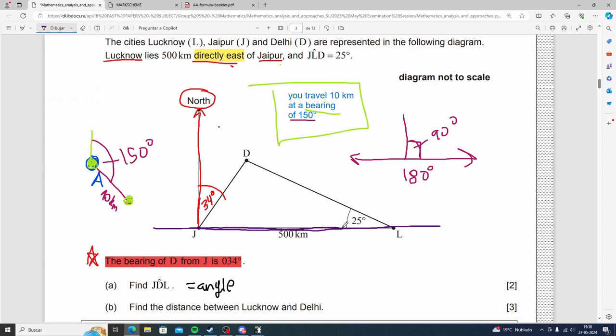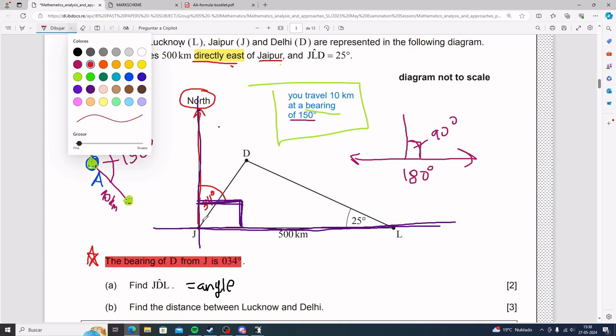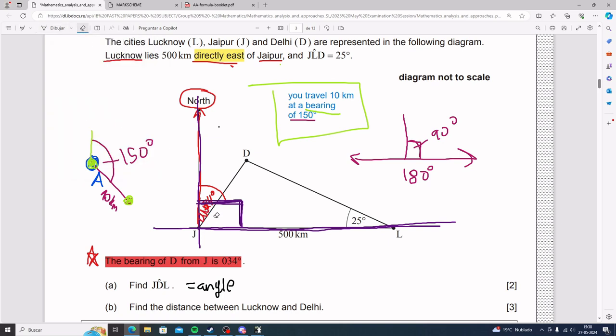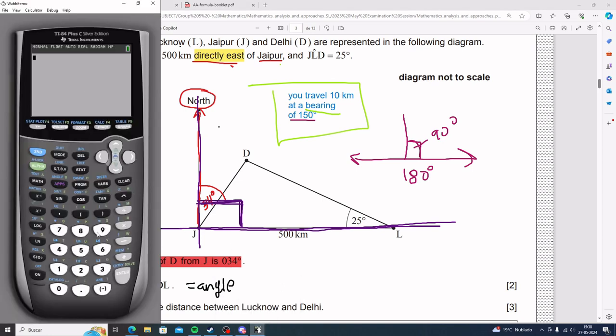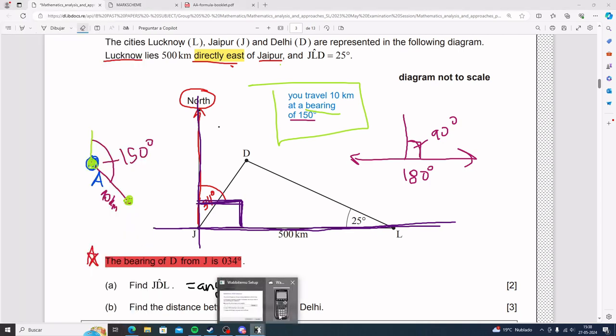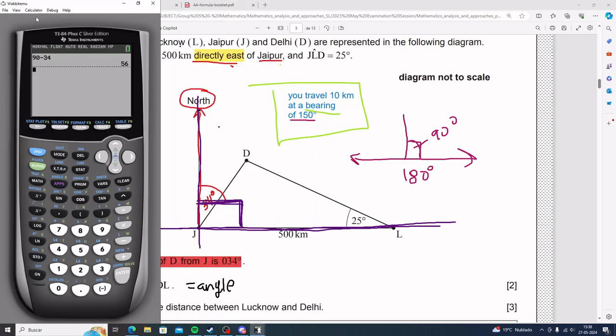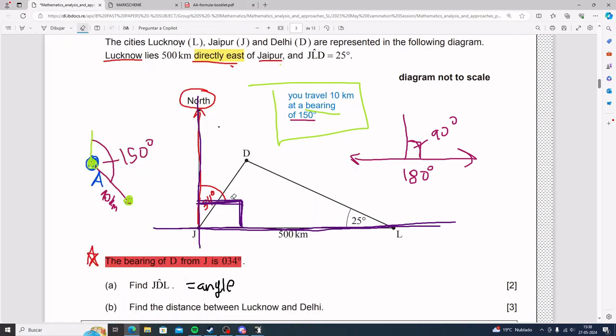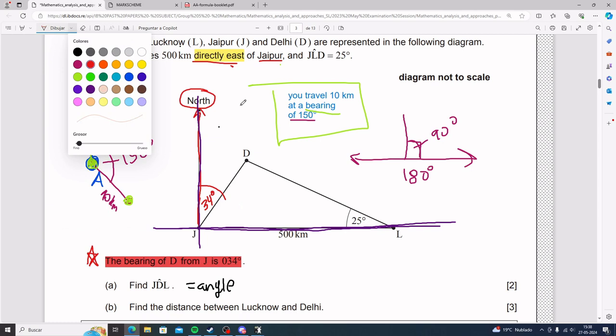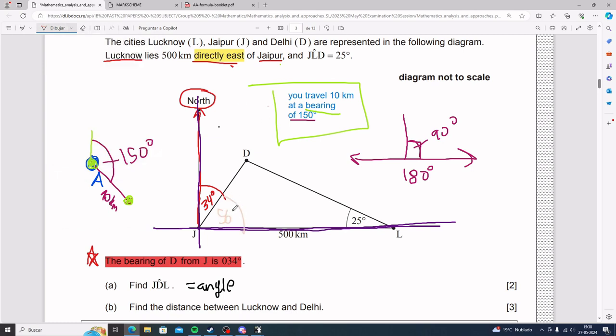And so if you have a straight line over here and a straight line going north, that means this whole thing is 90 degrees. But if this whole thing is 90 degrees and this sliver in red is 34, then what's inside is going to be, you guessed it, 90 minus that 34. And so what's inside is 56, as shown by my calculator. Remember, for paper 2, you can use your calculator. And so over here, we end up with 56 degrees.